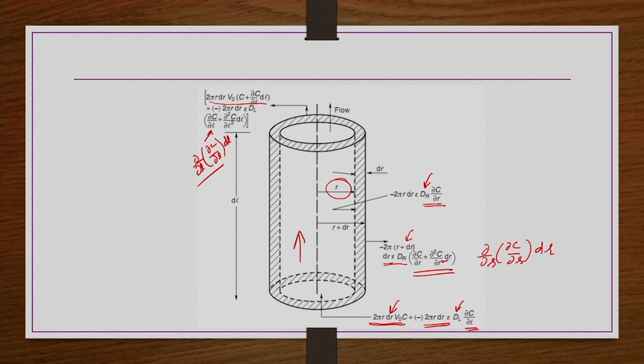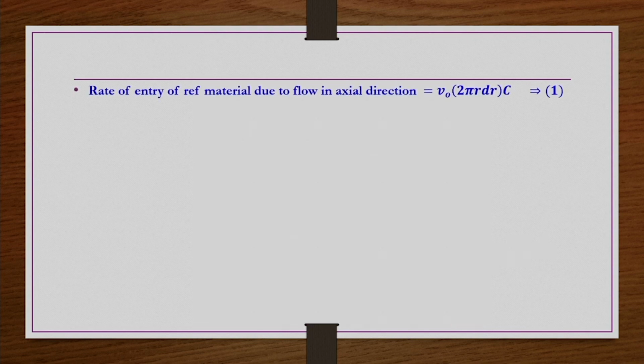So, inlet minus outlet in the radial direction plus inlet minus outlet in the axial direction, that you do, then whatever the summation of the two components is, that should be equated to the overall accumulation. Okay. So, that is 2 pi r dr dl ∂C/∂t. Okay. So, then when you do, you get the final equation. So, that we are representing here.